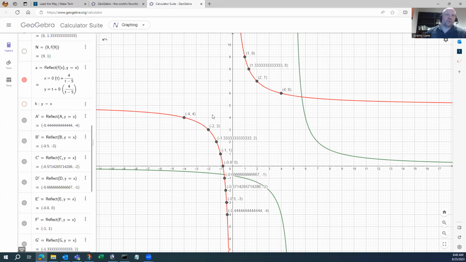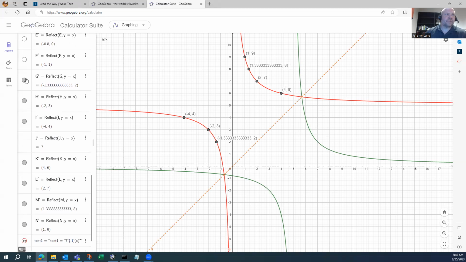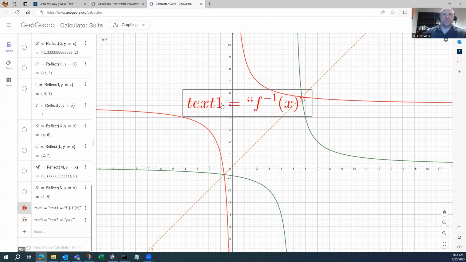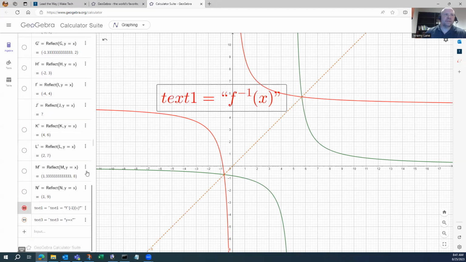Now, in order to make sure that we actually do have the graph of the inverse, we go ahead and draw the line y equal x and see if we have that symmetry. And I'll go ahead and take this text away so we can see the graphs a little more clearly. So this is the graph of my inverse here, the one in red. That's the inverse function. This is the graph of y equal x.